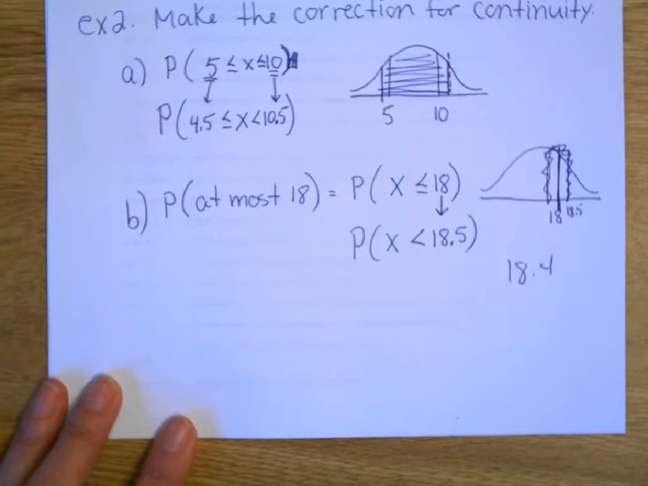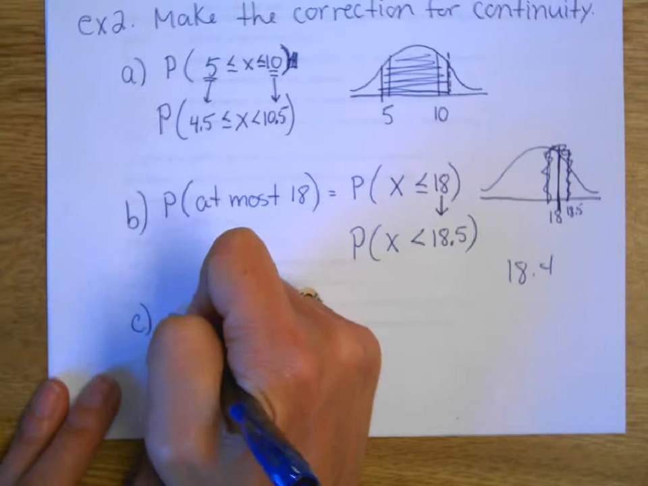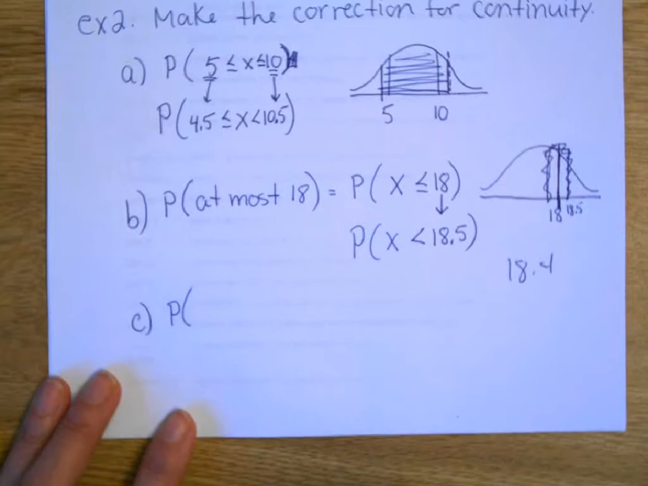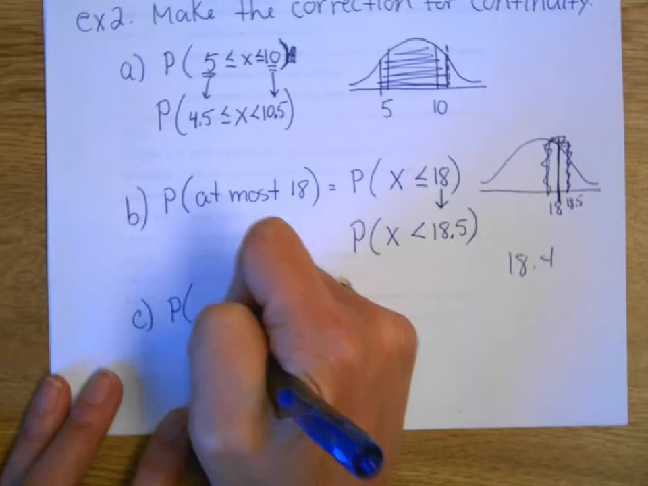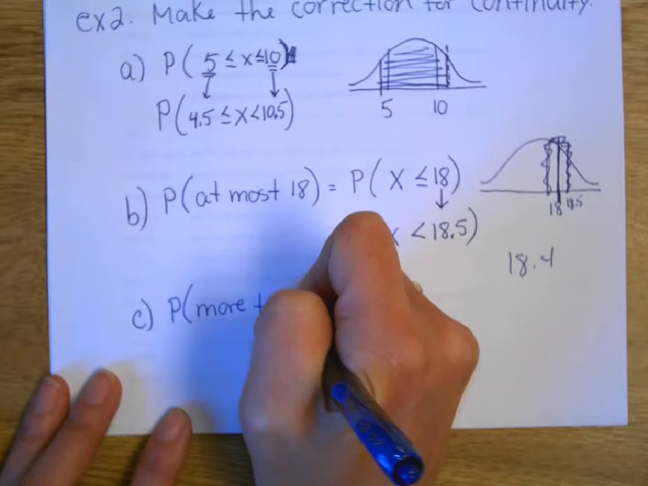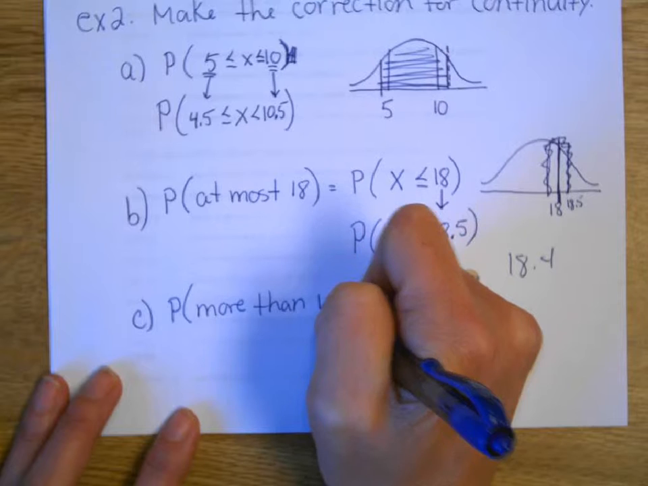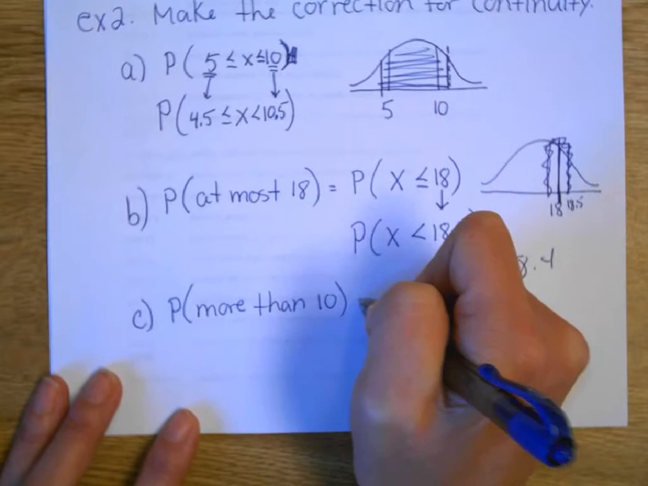Can we do more of these? Right now. Probability that we get more than 10 successes. That's stupid because it says at most 18. Just round everything.